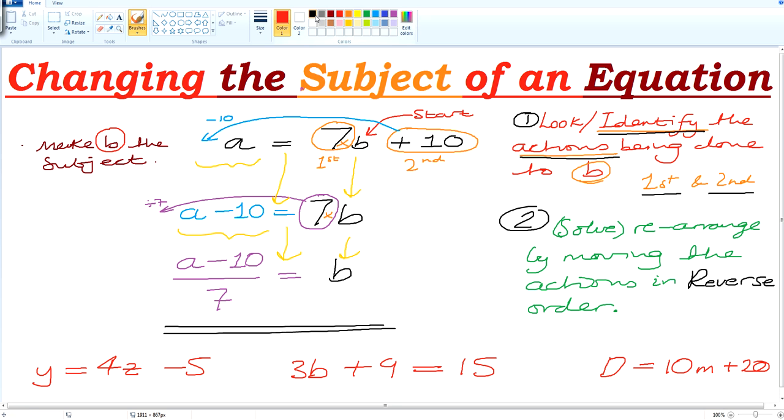So in the first question, what you need to do is make Z the subject. Second one, you've got to make B the subject, and then the next one, you've got to make M the subject. Okay, are we happy with that? So three little mini questions. Have a go with those.